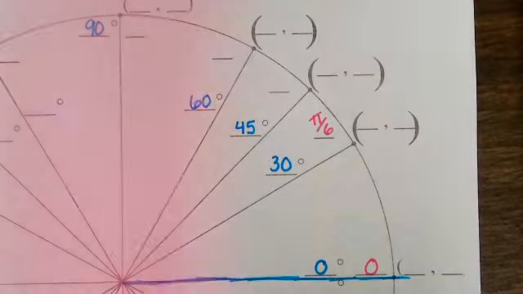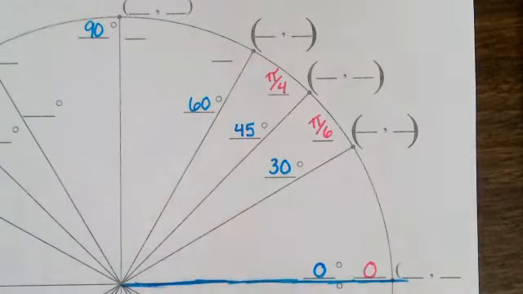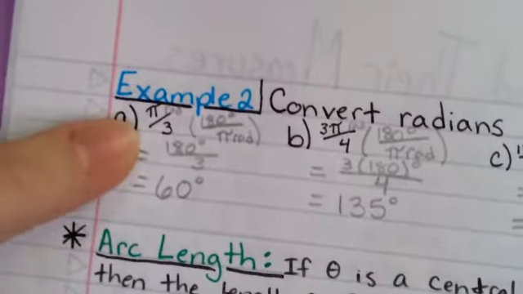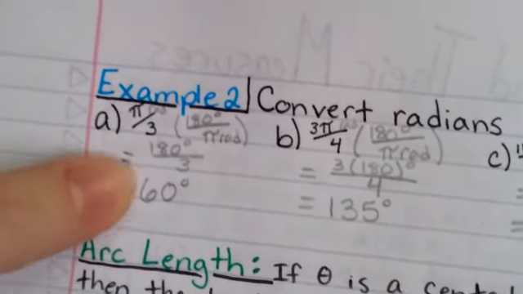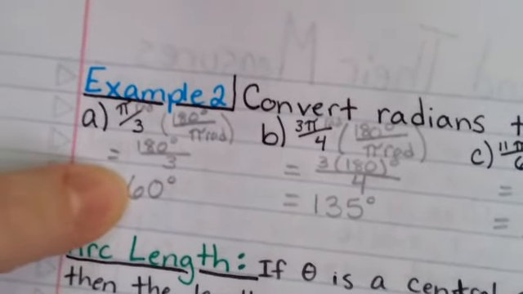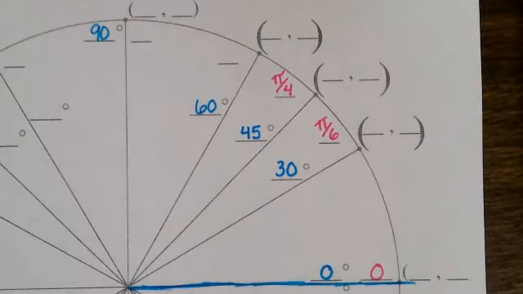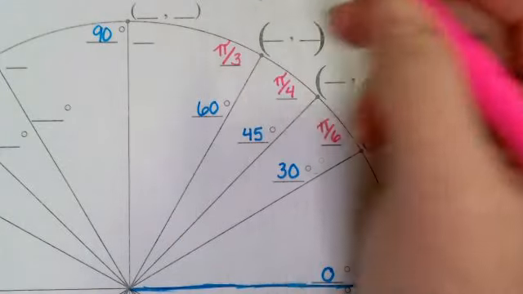Now, this is something eventually you're going to memorize. For the time being, we're just getting it down and exploring. 60 degrees is also something we've dealt with on example 2. Example 2, part A, we were going from radians to degrees. We changed pi over 3 to 60 degrees. Those are equivalent. So 60 degrees, pi over 3, same thing. So right there, 60 degrees is the same thing as pi over 3 radians.